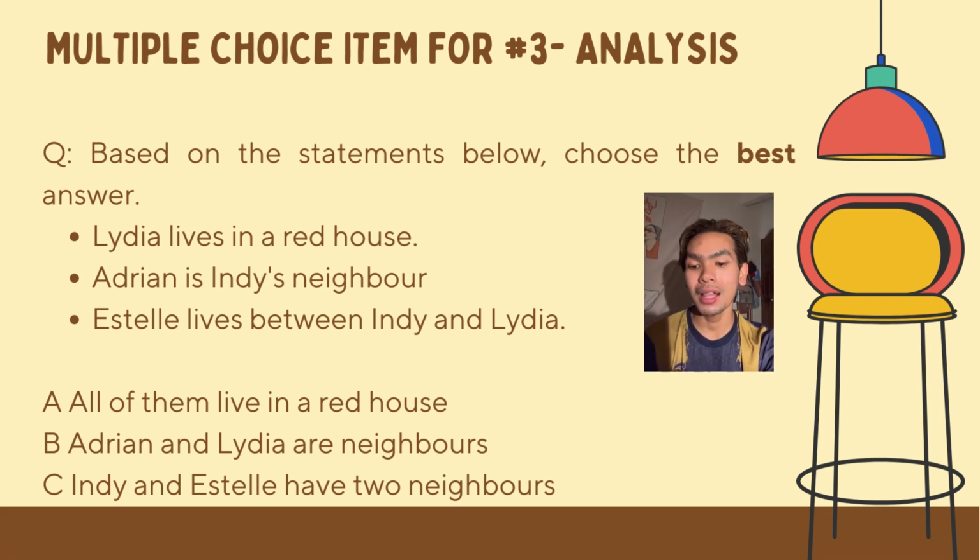C, Indy and Estelle have two neighbors. Let's see. In the third point, Estelle lives between Indy and Lydia, so that means Estelle has two neighbors. Indy is Adrian's neighbor in the first place, and she also lives near Estelle, so that means Indy also has two neighbors. So C is the most suitable and the best answer for this question: Indy and Estelle have two neighbors. That is how multiple choice questions for analysis work.